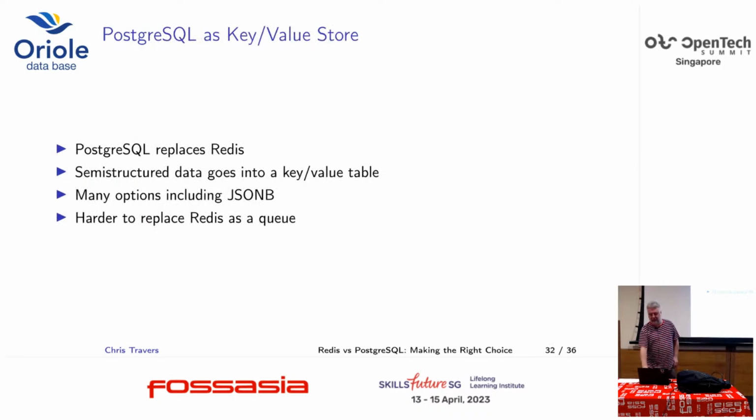So Postgres also can work as a key value store. There are tons of ways of doing this. You can also store a lot of other things. Replacing Redis as a queue, like with the list types and pushing and popping, is not as good. So if you're running a queue off of Postgres, you need to write it to run a queue off of Postgres. You're not just going to lift and shift.